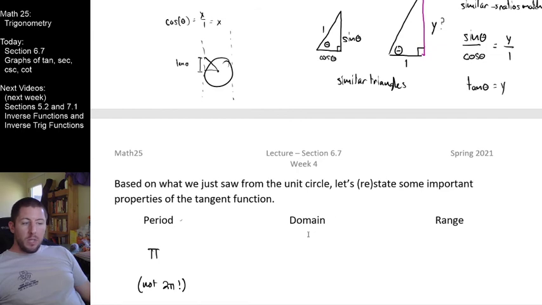The other thing that we're seeing is, what's the domain of tangent here? We're asking what values are we allowed to plug in to tangent. And the reason I scrolled up a little bit is because this is all we really want to remember: tangent is sine over cosine.